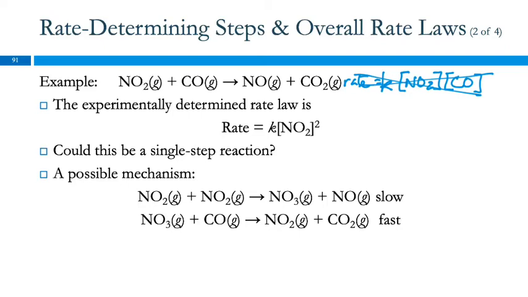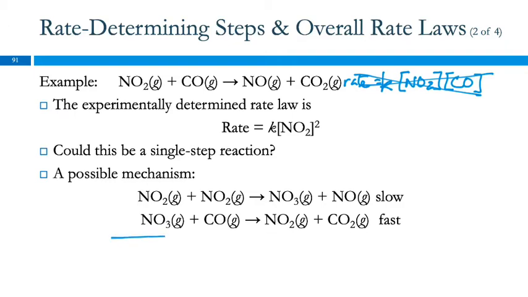It doesn't usually happen. So here's a possible mechanism: NO2 and NO2 run into each other, and basically one of these gives an oxygen to the other, and we end up with NO3 and an NO, and this is the slow reaction. And then after that, the NO3 runs into the CO, and that gives us NO2 and CO2.